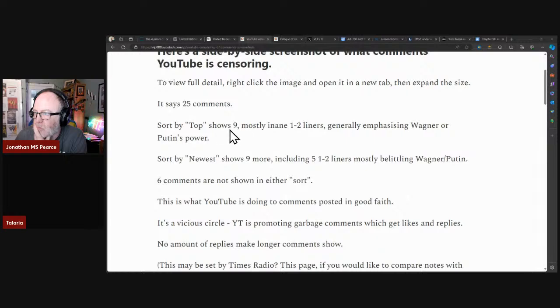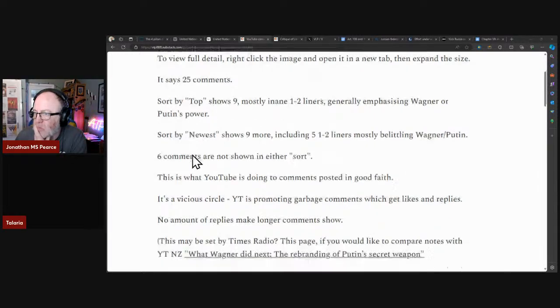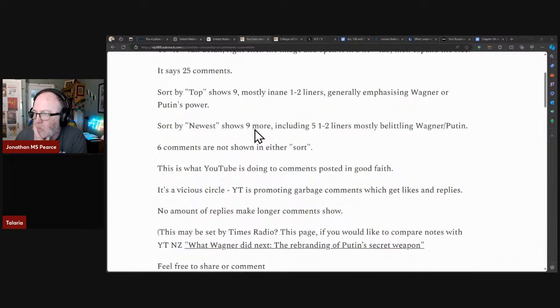Inane one-liners generally emphasizing Wagner or Putin's power. When you sort by newest, 9 more show, including 5 one to two liners, the same length as the ones that show, mostly belittling Wagner or Putin. 6 comments are not shown at all out of that 25.